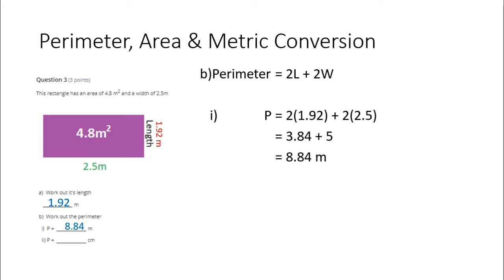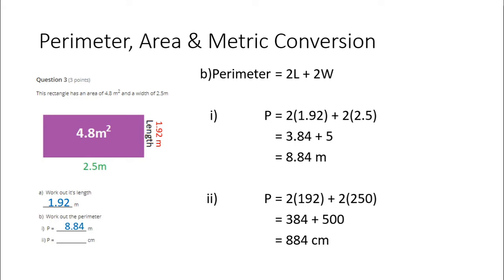To convert that to centimeters, we could go directly. We know that to go from meters to centimeters, we just times by 100. And perimeter is a one-dimensional measure, not two-dimensional. But let's go through the process again from the beginning, working with the given values, but converted to meters. So our length, which we worked out here, 1.92 meters, would be 192 centimeters. And our width, which was 2.5 meters, would be 250 centimeters. In both cases, we're just timesing by 100. Working that out, we've got 384 plus 500, which is 884 centimeters.